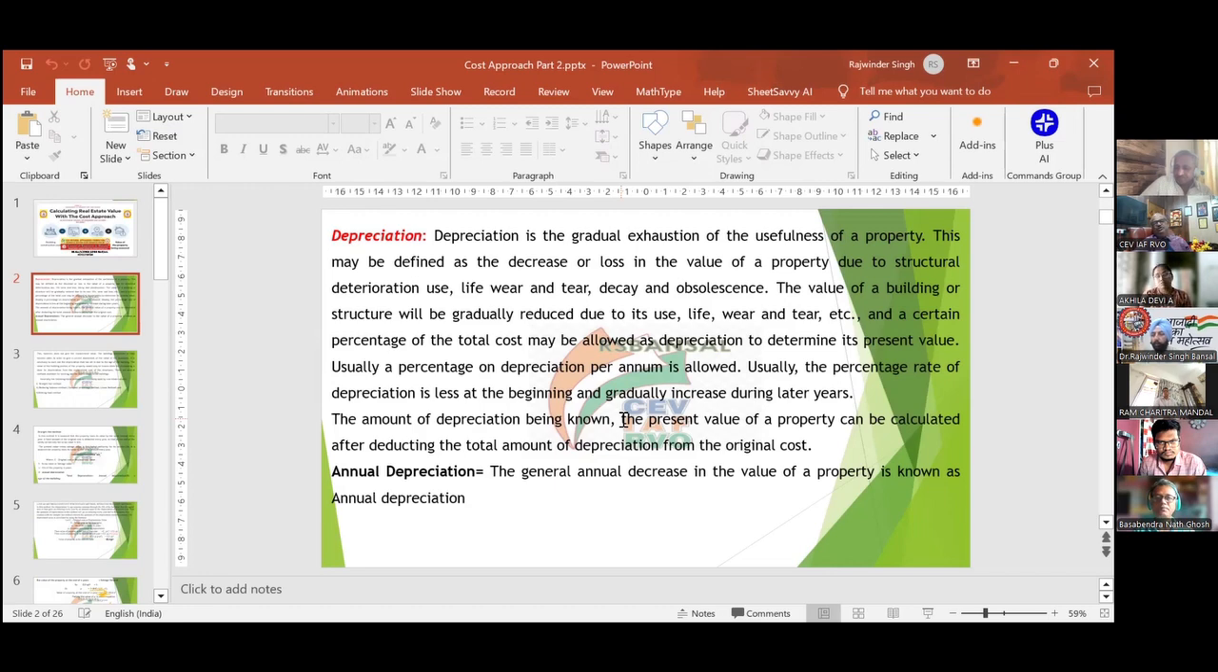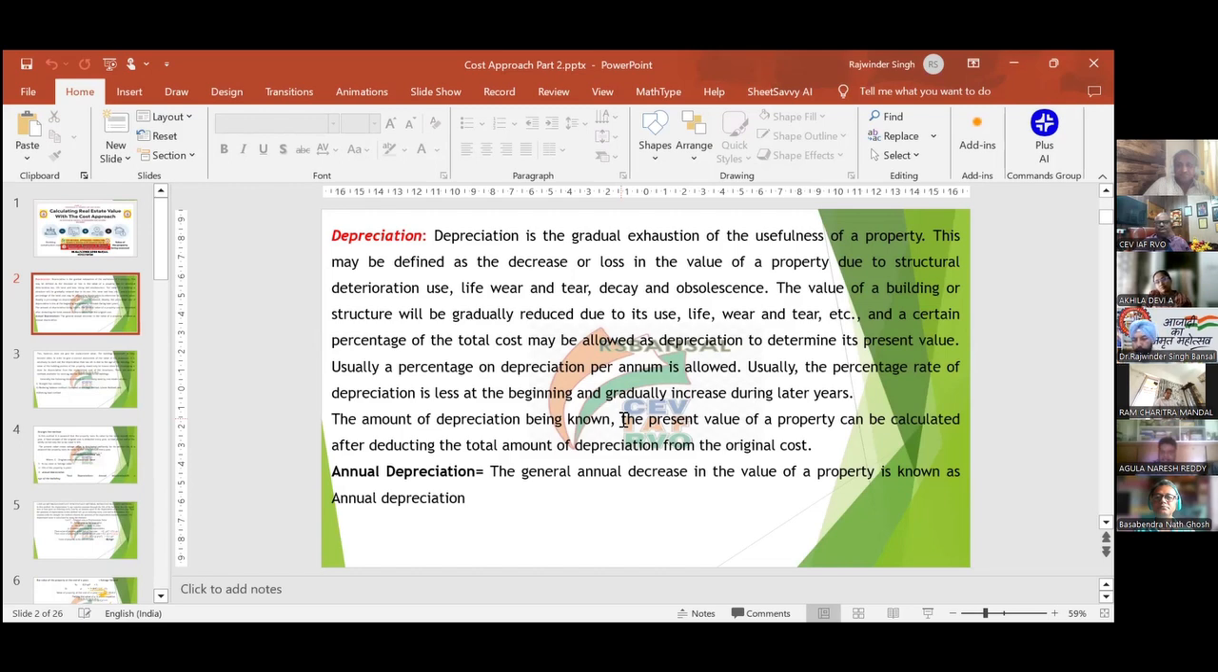This concept is common for all the asset classes. It is common for land and building, if the asset is building. It is common for plant and machinery, if the asset is machinery. It is common for SFA also, if the asset is related to SFA. The concept of depreciation is common for all the asset classes. But the land doesn't have any depreciation.